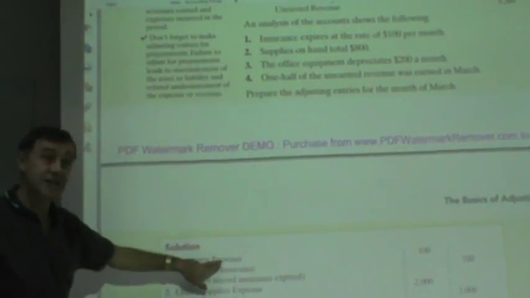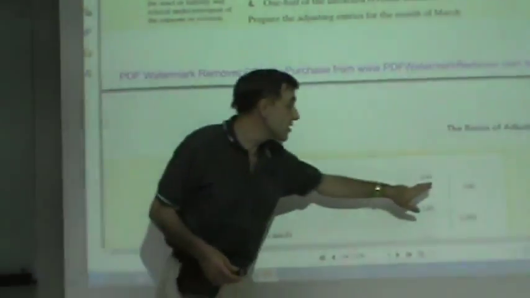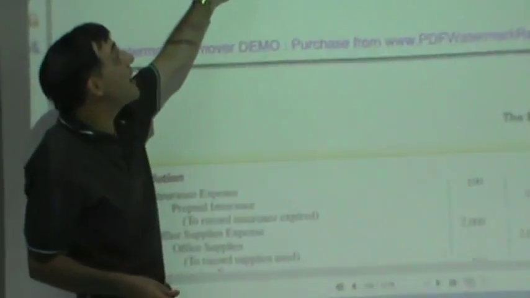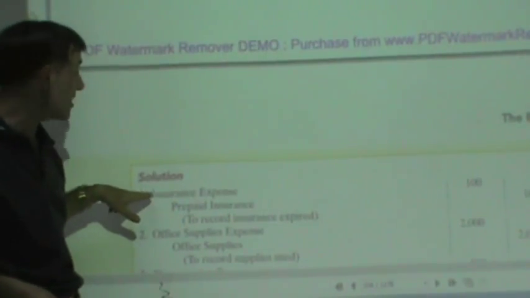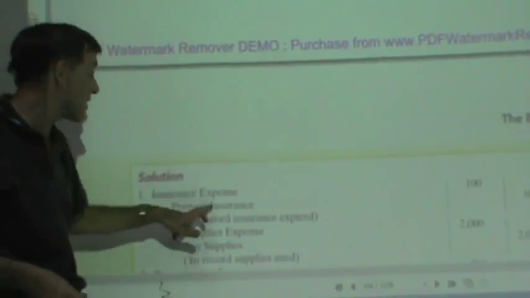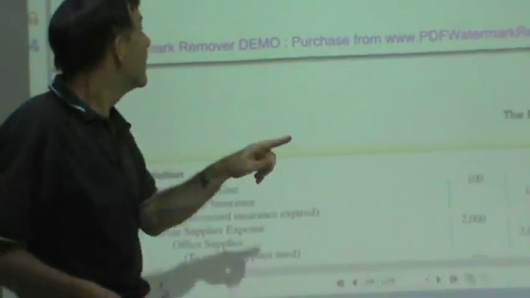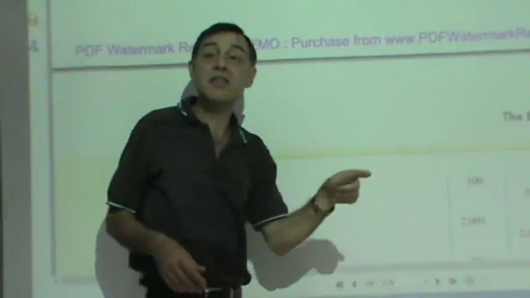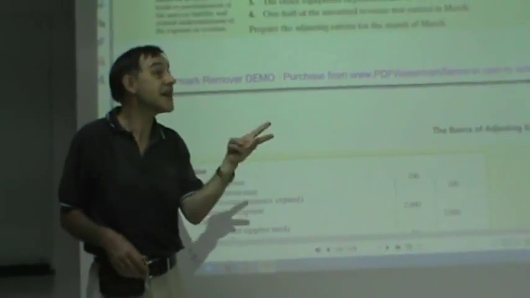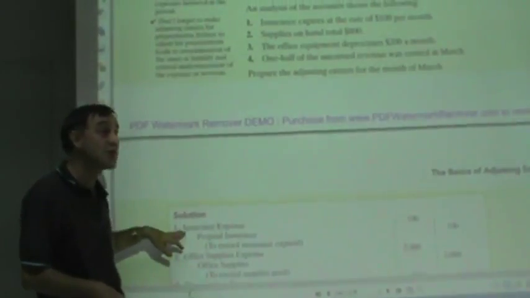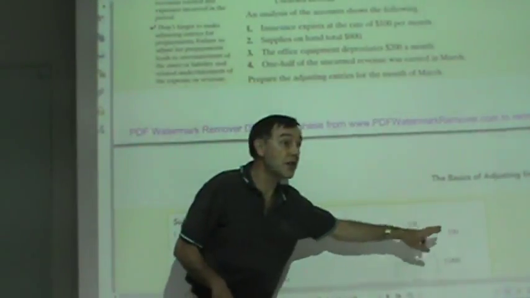You have insurance expense 100, and then you have prepaid insurance 100. So insurance expires at the rate of 100 per month. When it expires, at the end of the month, you say insurance expense 100, prepaid insurance 100. Now, they may say, and that's a trick, insurance expires at the end of the month, but they say record it every 3 months. So if it's recorded or adjusted quarterly, the adjustment will be insurance expense 300, and here it's going to be 300.